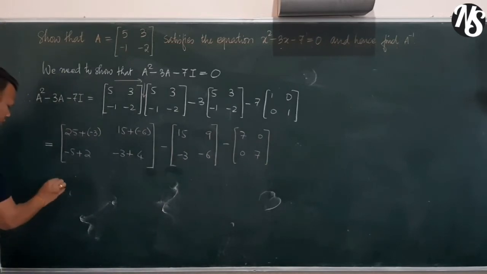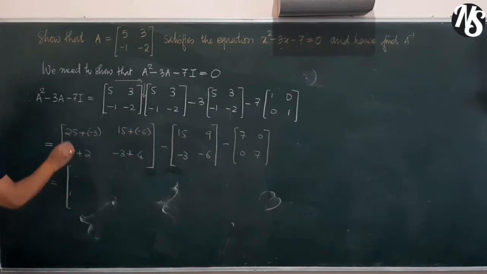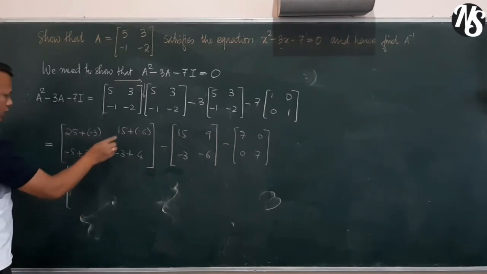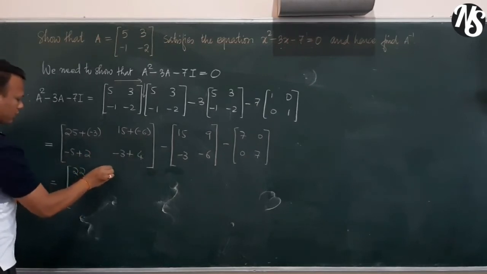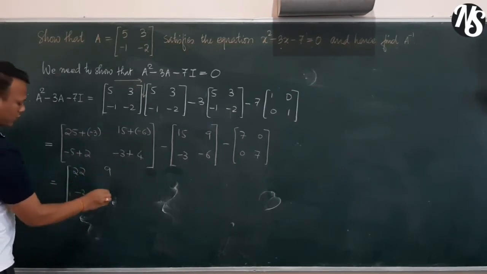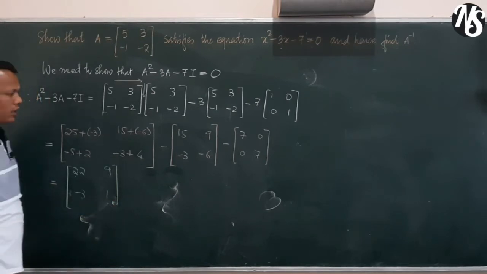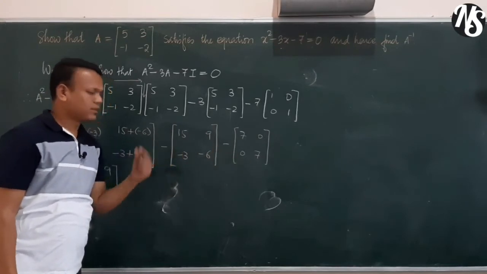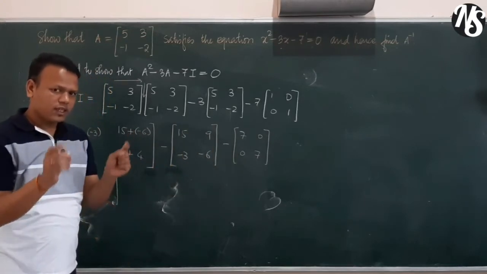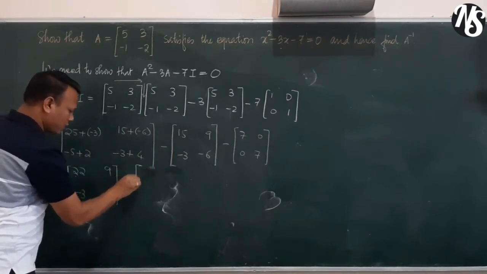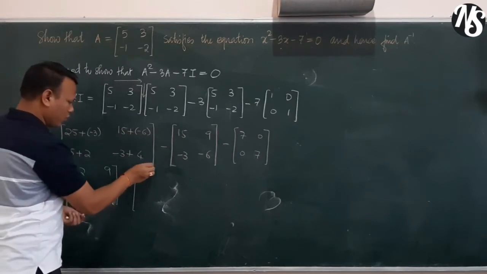Okay, so let's quickly evaluate this. So we get now 25 minus 3 is 22, as you all know, right? Now 15 minus 6 is 9. This is minus 3 and this is just 1. Now, this and this both have got minus sign. So if there is minus sign, they will get added, isn't it? So let's add each and every element of these two.